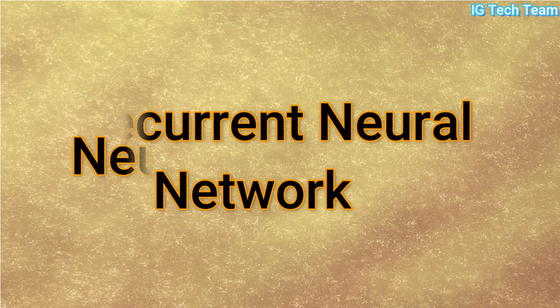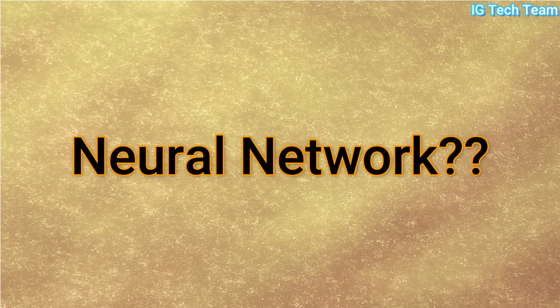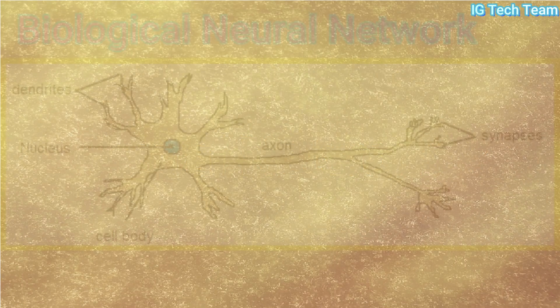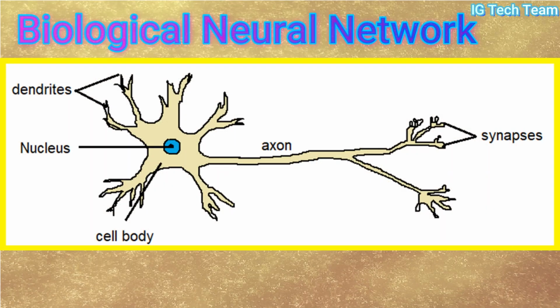Before this, what is a neural network? A neural network is a circuit of neurons. Neural networks are of two types. First, biological neural network, where the dendrites receive information from another neuron, and the cell body or soma processes the information coming from dendrites. Neurons send the information through a cable called axon, and finally pass it to another neuron's dendrites through synapses.